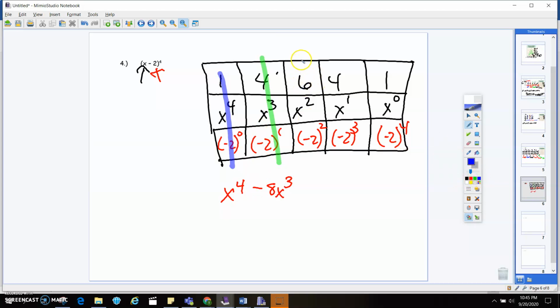If I'm going to multiply everything that's in this column, I've got 6x squared times negative 2 squared, which is going to be 4 times 6, which is 24x squared. We're going to multiply everything that's in this column: 4x to the 1st power, negative 2 raised to the 3rd power. Negative 2 raised to the 3rd power is going to give us negative 8. Negative 8 times 4 is going to give me negative 32.